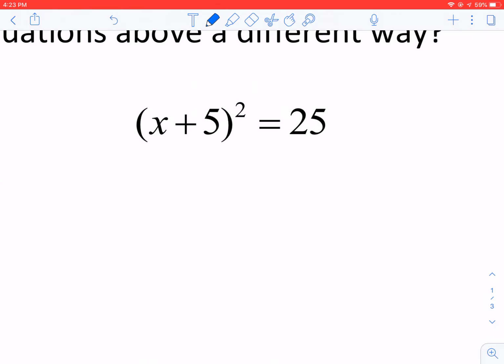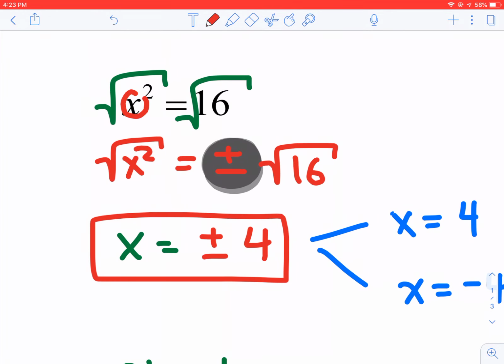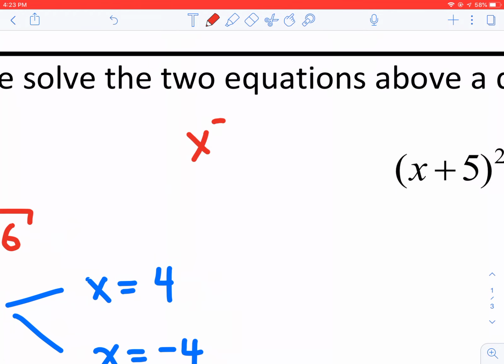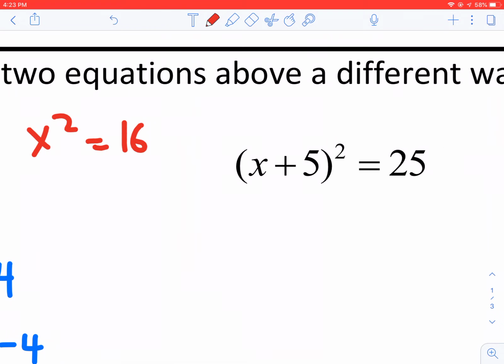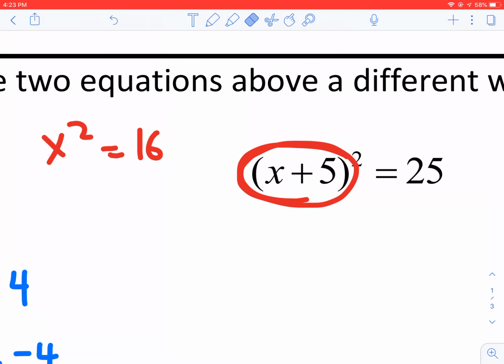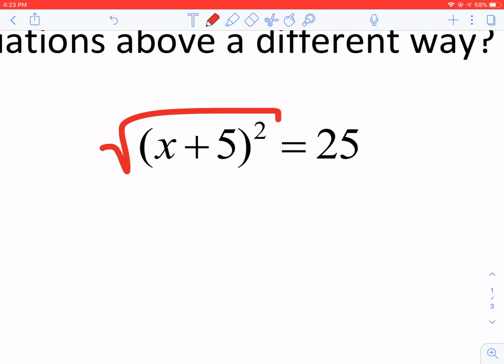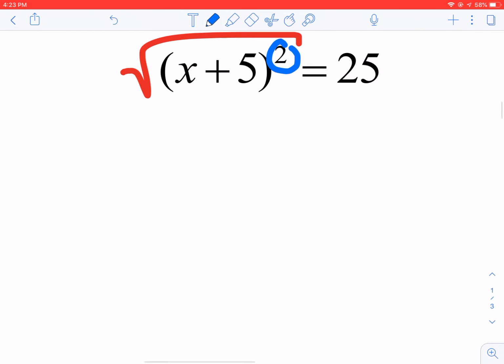Next one. Just like before, we have something squared. In the previous one, we had x squared equals 16. Now we have this expression in parentheses squared, (x plus 5) squared. What happens if I take the square root of (x plus 5) squared? The square root and the squared symbol cancel each other out, and I'll be left with just x plus 5.